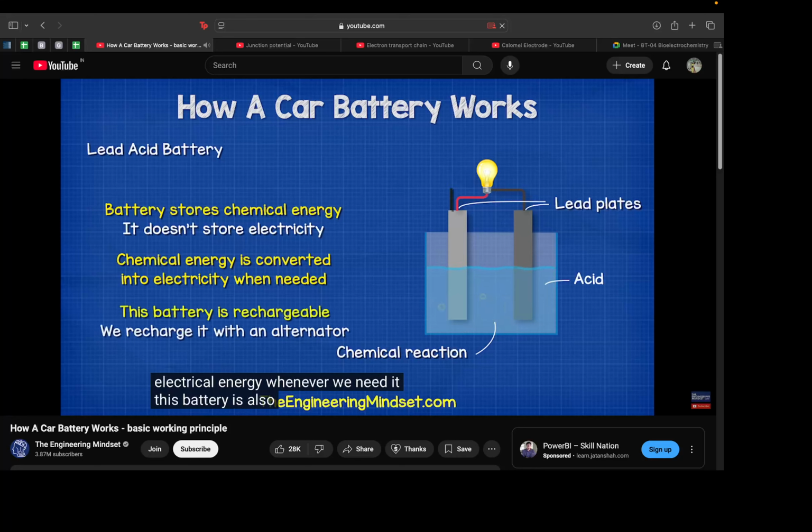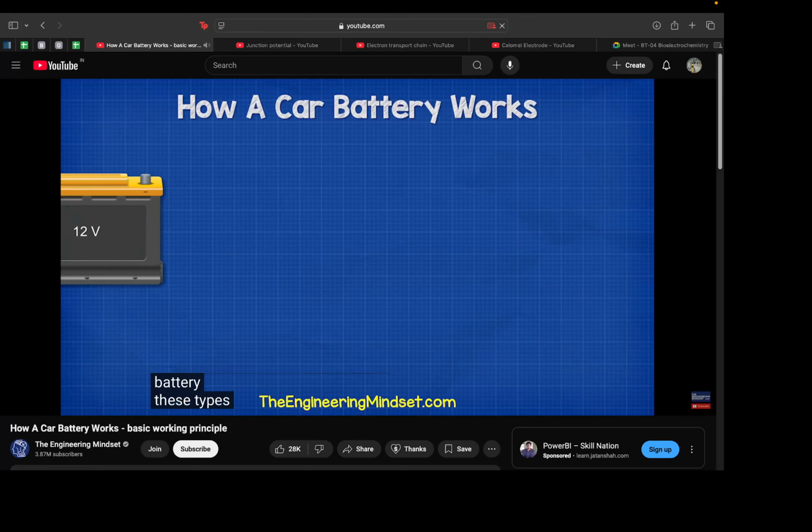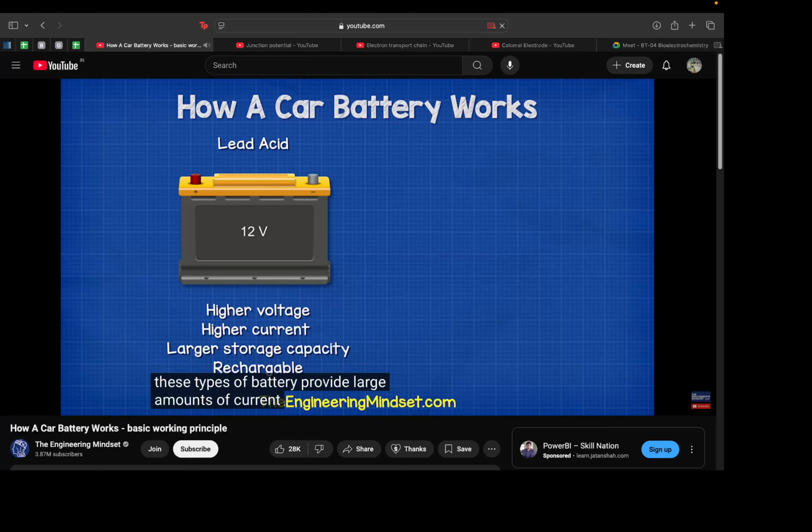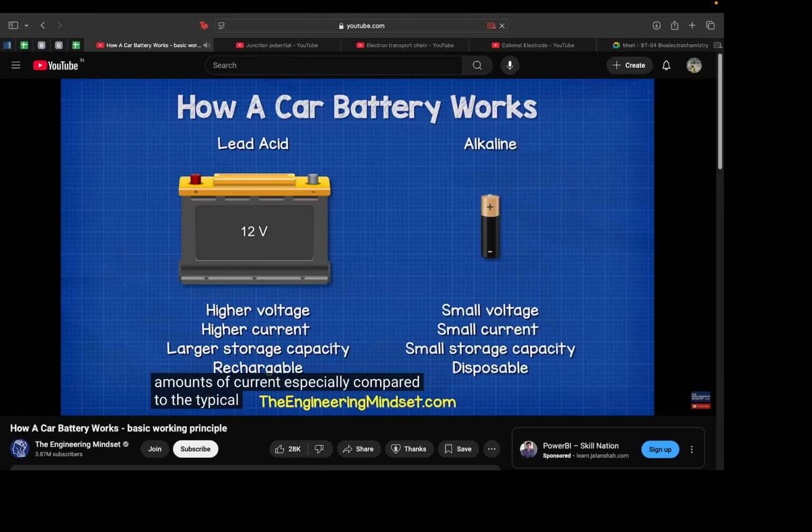This battery is also rechargeable. If we supply the battery with electricity, then we can reverse the chemical reaction and recharge the battery. These types of battery provide large amounts of current, especially compared to the typical smaller household alkaline batteries.